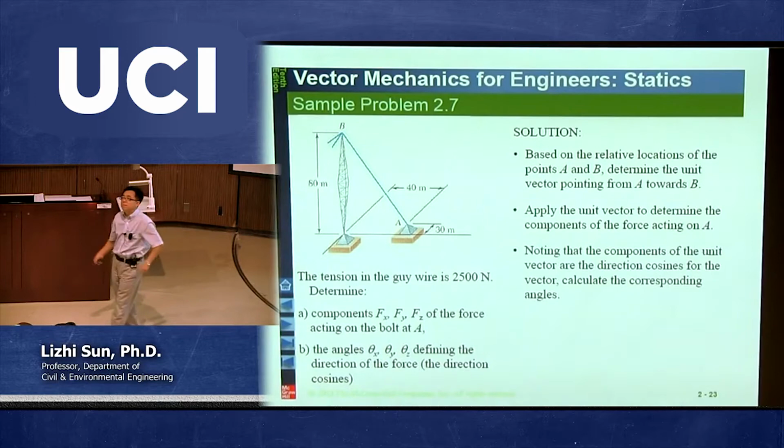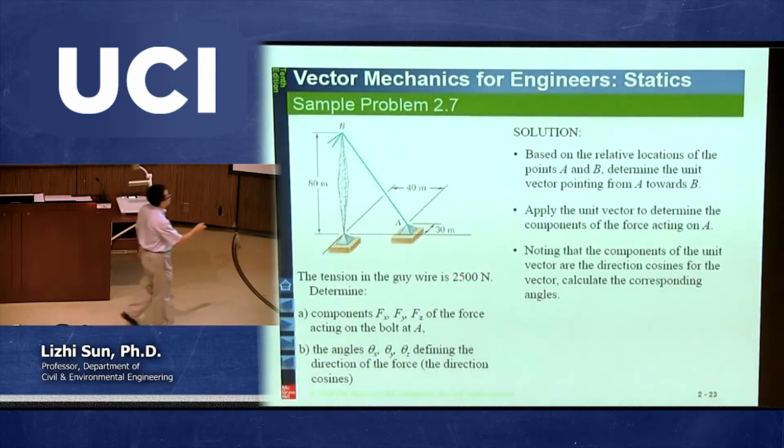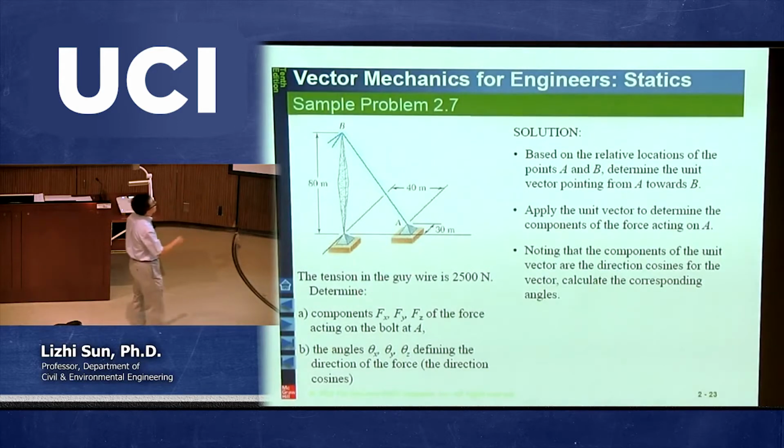So what does that mean? That means the magnitude of the force is given, right? So the magnitude of that force in the guide wire is 2,500 Newton. That's what it indicates. Okay, so this is given. And of course, in addition, we know some geometries here.